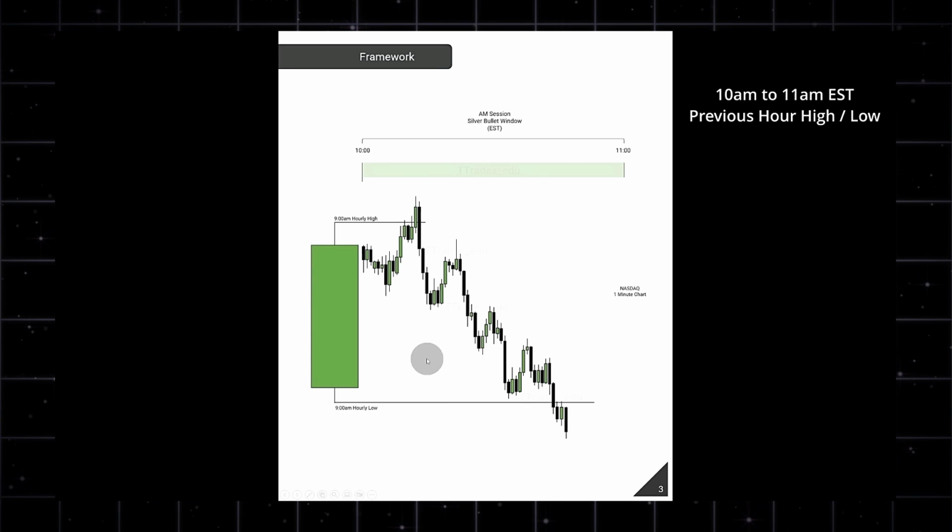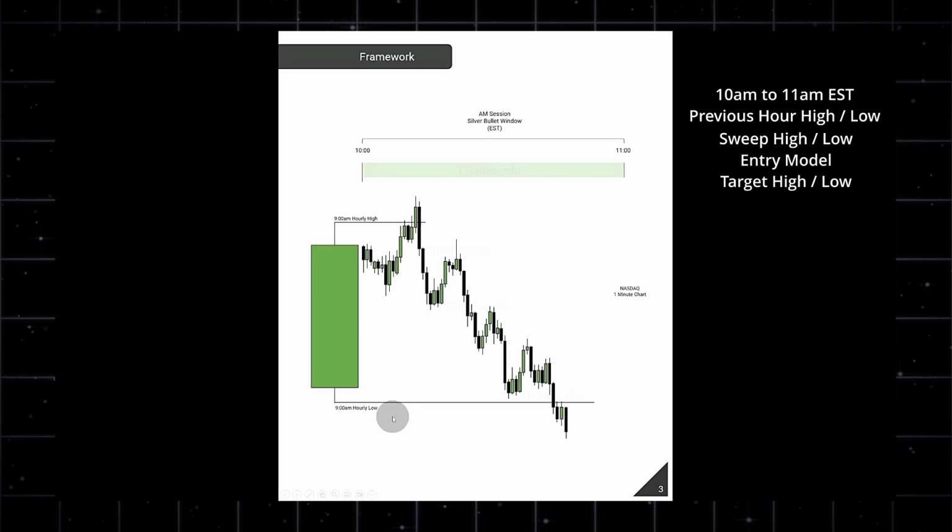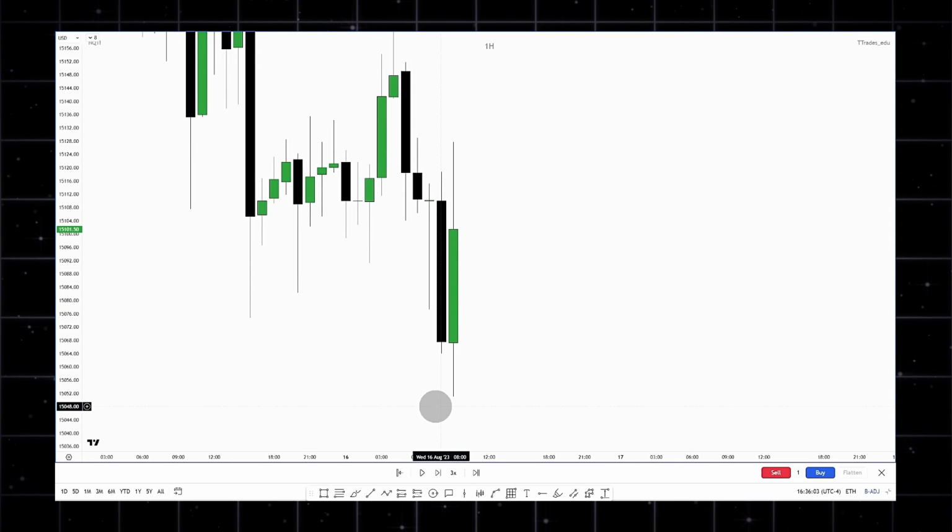After that, I am looking for price to take one side of this range. So in this case, it takes the 9 a.m. high, and then I look for an entry to target the 9 a.m. low. Similarly, if we were to take the low of this candle, then I would look to be targeting the high. Now, these entries have to fall within the 10 to 11 a.m. window, or I will not be looking for them. So let's take a look at a few examples of that.